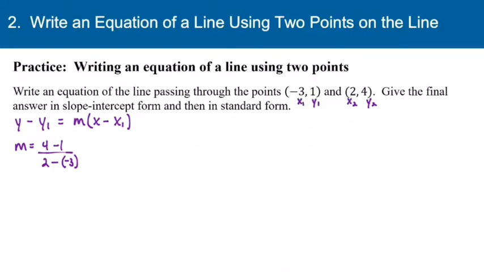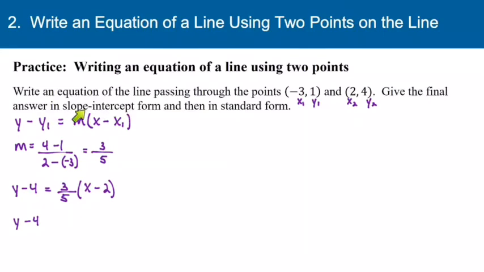And so in the top, 4 minus 1 is 3. In the bottom, 2 minus negative 3 is 2 plus 3, which is 5. So our slope is 3/5. All right, now I can plug that slope and either point into my formula, and I'm going to choose the 2, 4 because it doesn't involve any negatives. So now I'm going to have y minus 4 equals 3/5 times x minus 2.